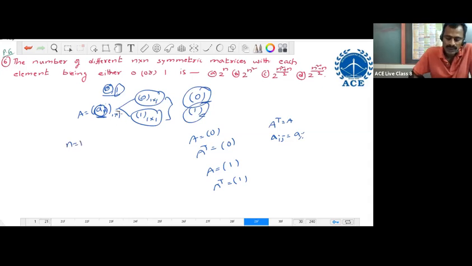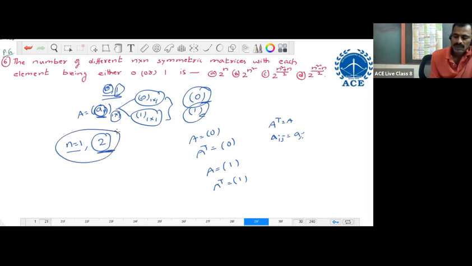We have taken n equal to 1. For n equal to 1, that is for the first order matrix, with the given two numbers we get two symmetric matrices only. With this it is possible to choose the answer by verification. In every option, substitute n equal to 1 and check whether any option gives 2 for n equal to 1.